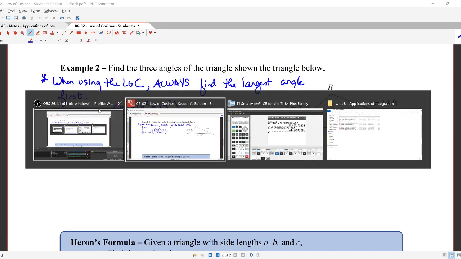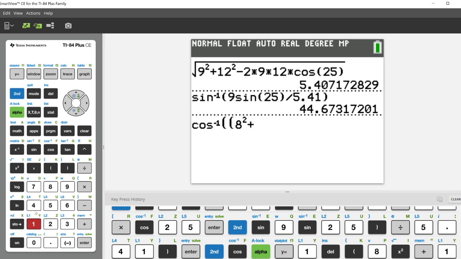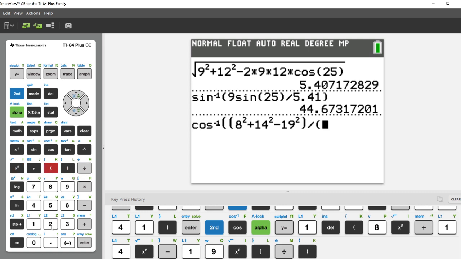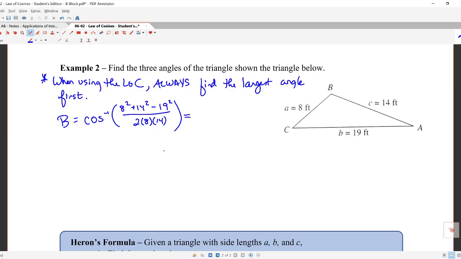So let's go ahead and take a look at what that becomes. So cosine inverse of, now we've got to be careful here with the fractions, okay? Because what's inside is a fraction. Either use the fraction key, and if you don't like that for some reason, then make sure you wrap your numerator in parentheses. So that's the way I'm going to do it right here. So we have 8 squared plus 14 squared minus 19 squared. Close the numerator, divided by, open the denominator, 2 times 8 times 14. And we get 116.8 degrees.